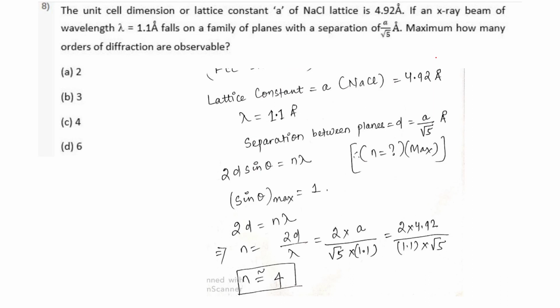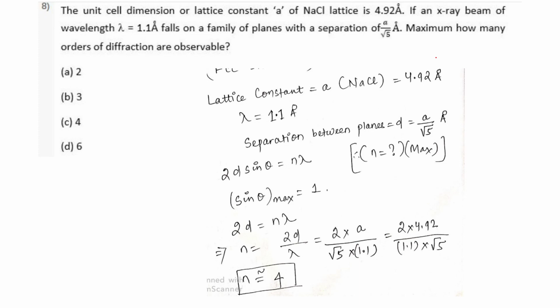The unit cell dimension or lattice constant of NaCl is 4.92 angstrom. If an X-ray beam of wavelength lambda equal to 1.1 angstrom falls on a family of planes with separation of a by root 5 angstrom, then maximum how many orders of diffraction are observable?